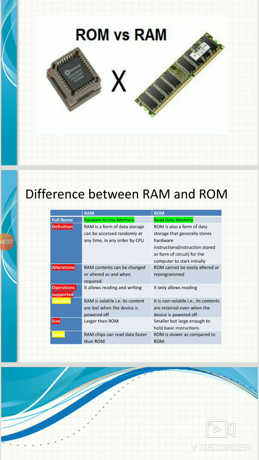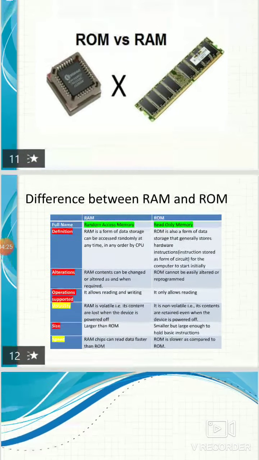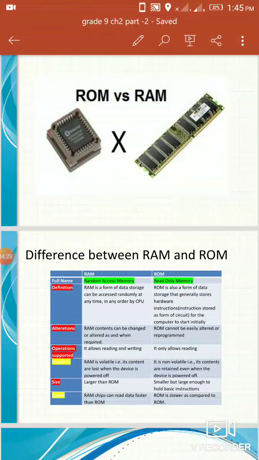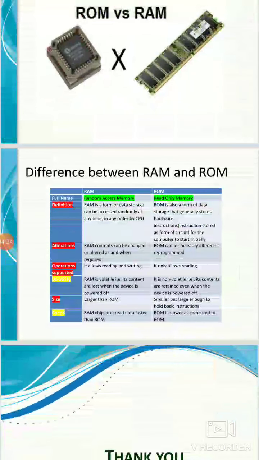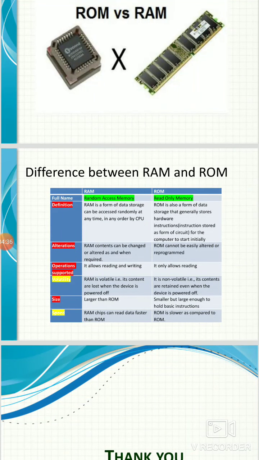Operations. RAM allows both reading and writing, but ROM allows only reading. Next, RAM is volatile, that is, the contents are lost when the device is powered off. But ROM is non-volatile, that is, the contents remain in the computer even when the computer is switched off or the power is off.